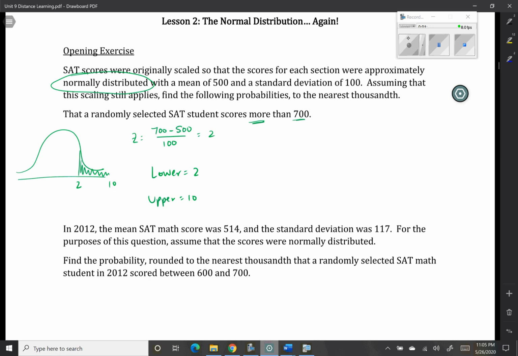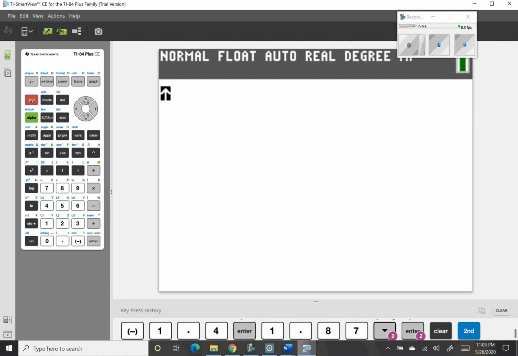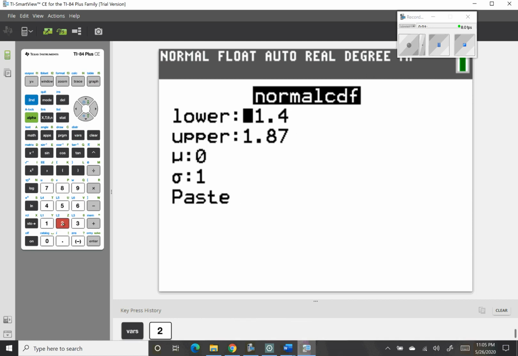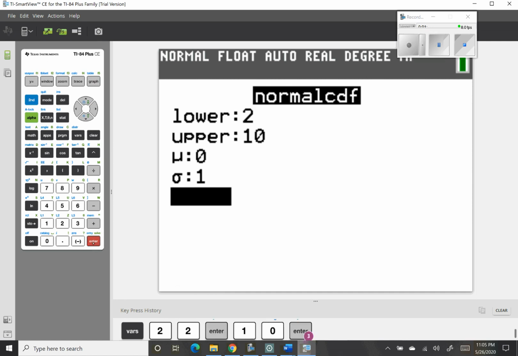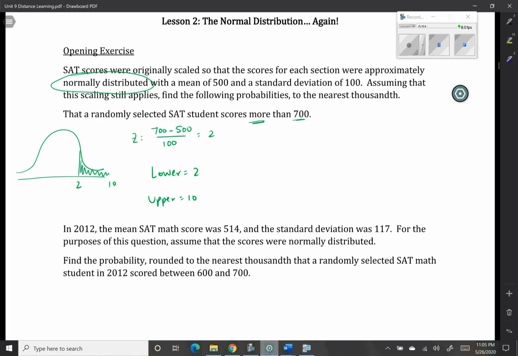Just as a refresher, how we find that in our calculator: we're going to hit second, vars, and go to option 2. Remember, it's always option 2. The lower z-score we said was 2, the upper z-score was 10. Go down here and hit paste, hit enter, and we have our number. We're going to take that number, 0.02275.